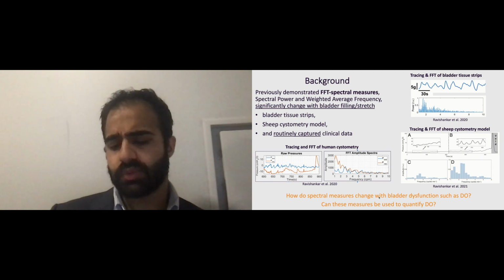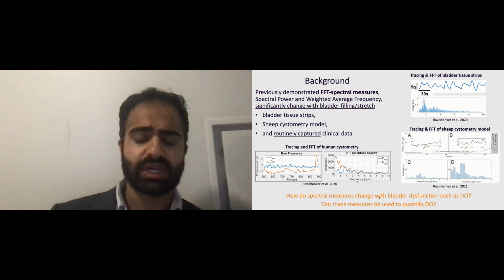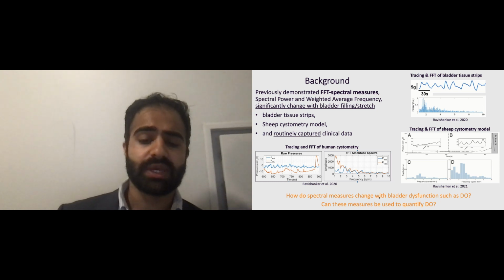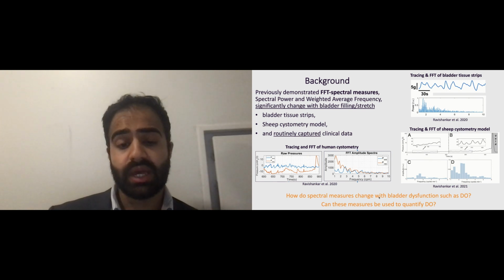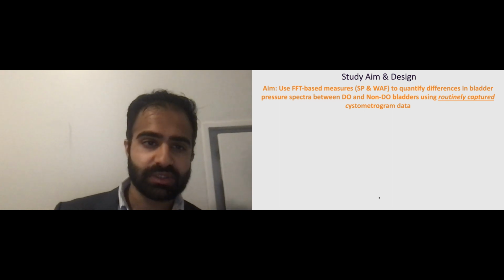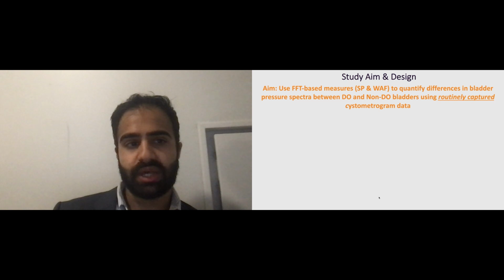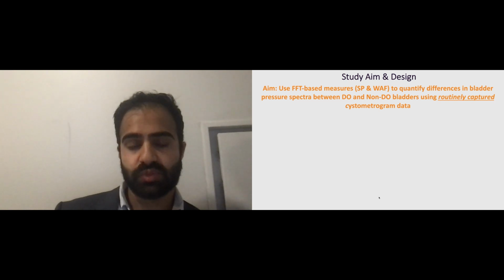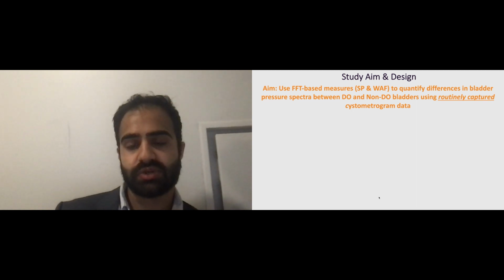But one question that we were wondering about was how can these spectral measures be used to detect changes with patients with bladder dysfunction, such as Detrusor overactivity or DO? And can these measures be used to, in fact, quantify DO? So the aim of our study is to use these spectral measures to quantify differences in bladder pressure spectra between patients with DO and non-DO using routinely captured cystometrogram data.